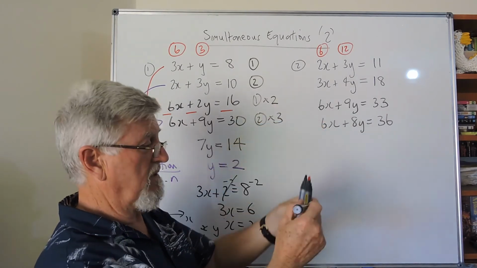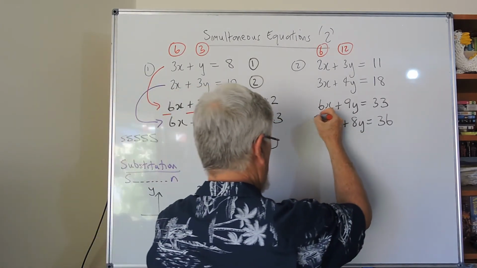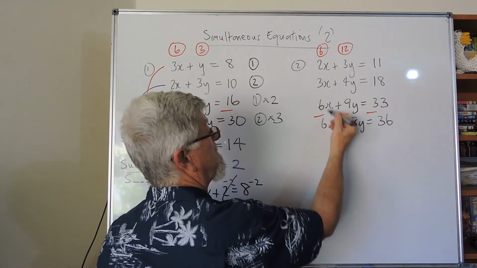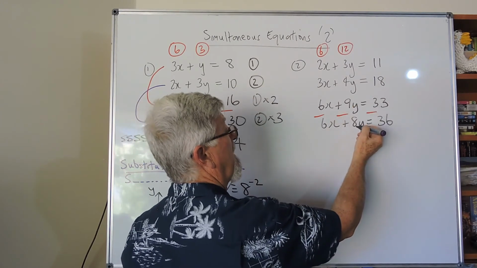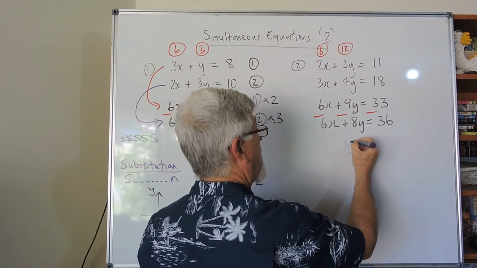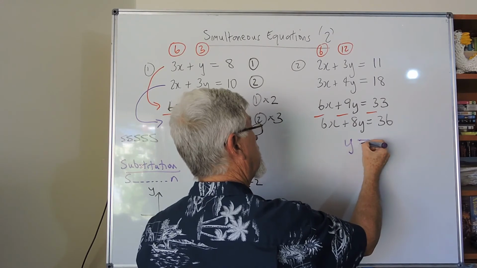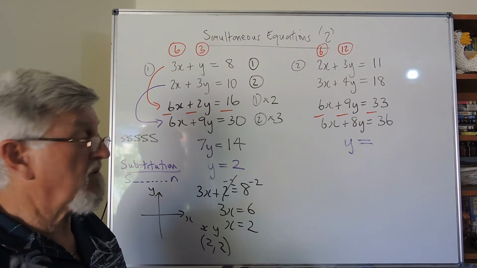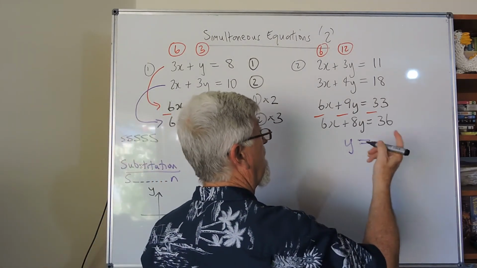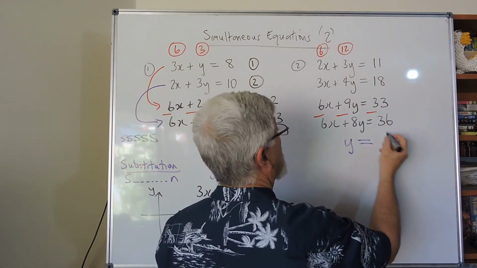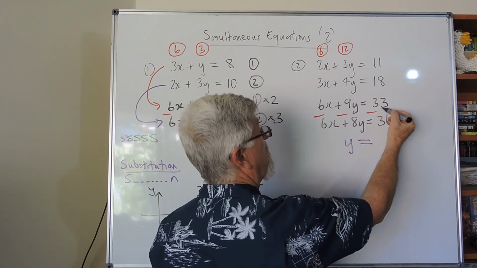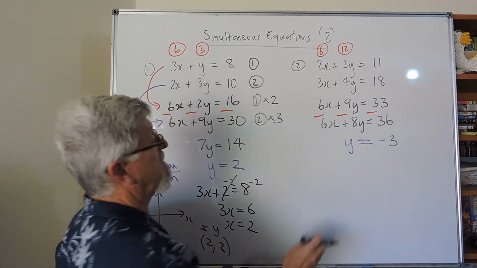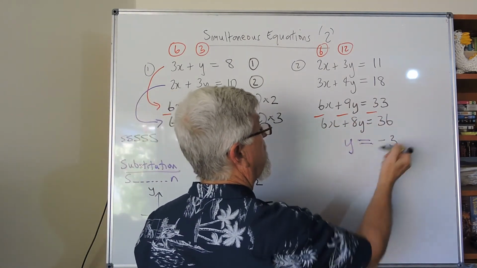I'm going to subtract. I still put all those subtracts in and see what I've got. So now 6x take 6x is gone, 9y take 8y is y. And what we've done is we've eliminated the x value again. In a moment I'll do another video where we eliminate the y value first. So 33 minus 36 is minus 3. If I subtract them, then I've got y equals minus 3.